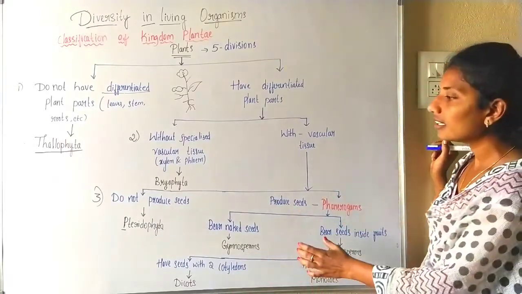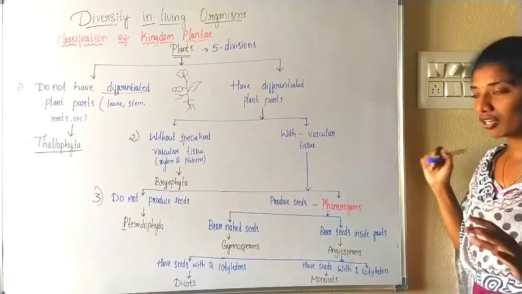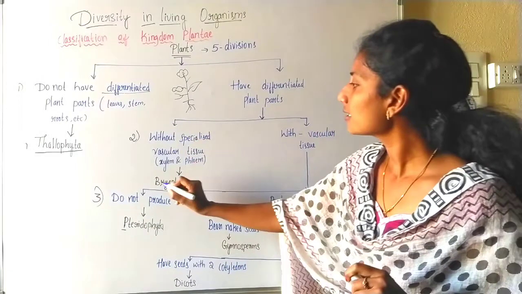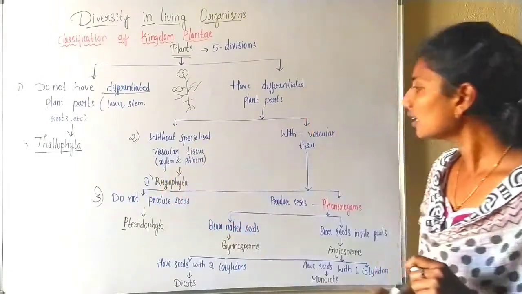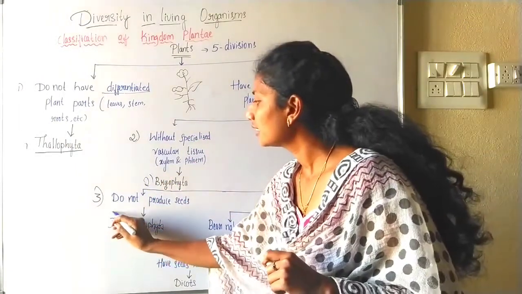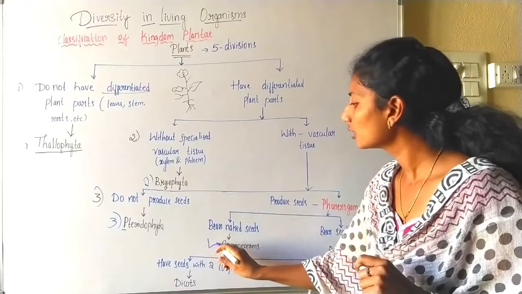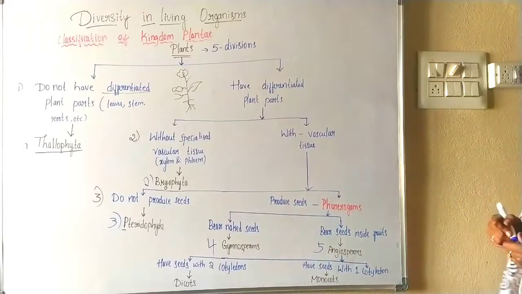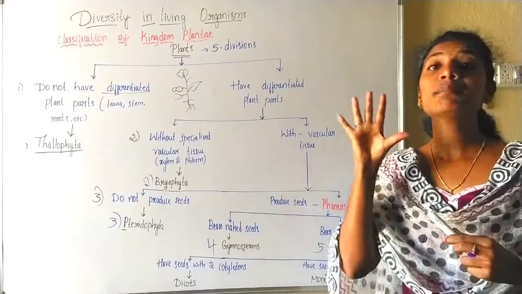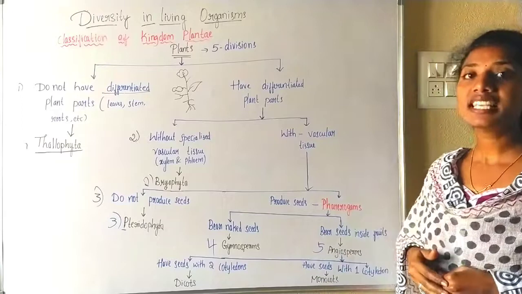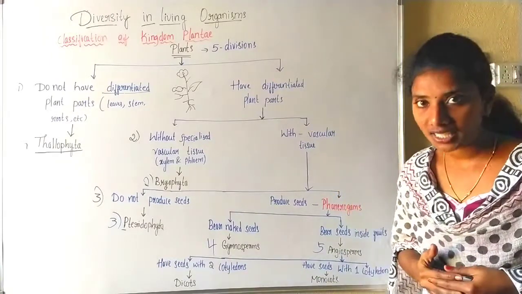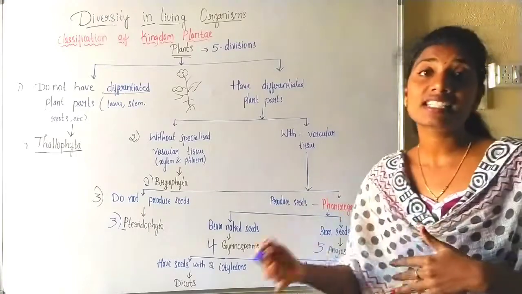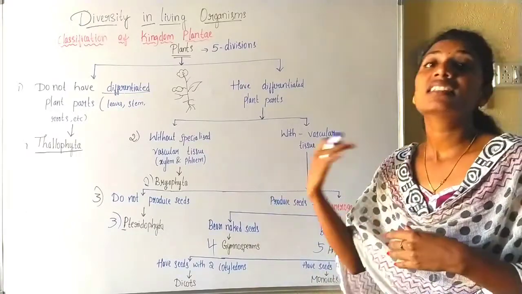Okay, so here the five important divisions you understood, right? The first division is Thallophyta, the second one is Bryophyta, the third one is Pteridophyta, the fourth is Gymnosperm, and the fifth is Angiosperm. So these are the five important plant divisions which we can see under the kingdom Plantae. Okay, so these five divisions are again studied in detail in the further classes.